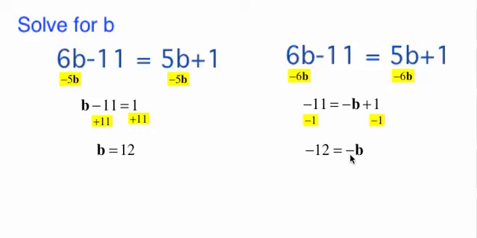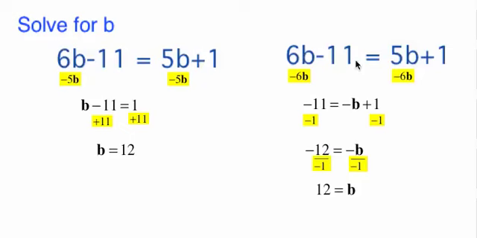So this is like negative 1 times b. And how would you get rid of negative 1 if it was multiplying b? You would divide both sides by negative 1. So I would divide this by negative 1 for sure, and to keep it balanced, I'd have to divide the other side by negative 1. Negative divided by negative is a positive. So b is equal to 12.